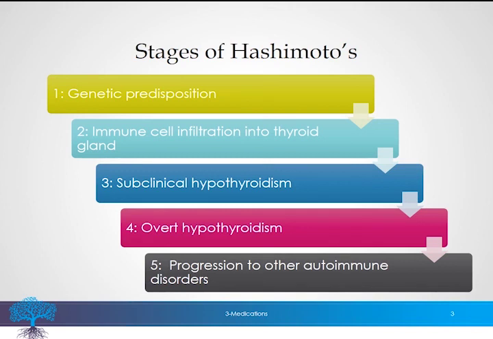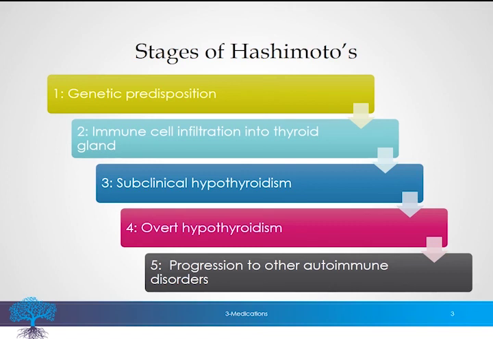Stage 4 is overt hypothyroidism. At this stage, we're going to see that a person has complete failure of the thyroid gland. Between stage 2 and 4, about 10 years usually may take place, and unfortunately stage 4 is when most people are discovered to have thyroid disease. Stage 4 is definitely when I recommend taking thyroid hormones.